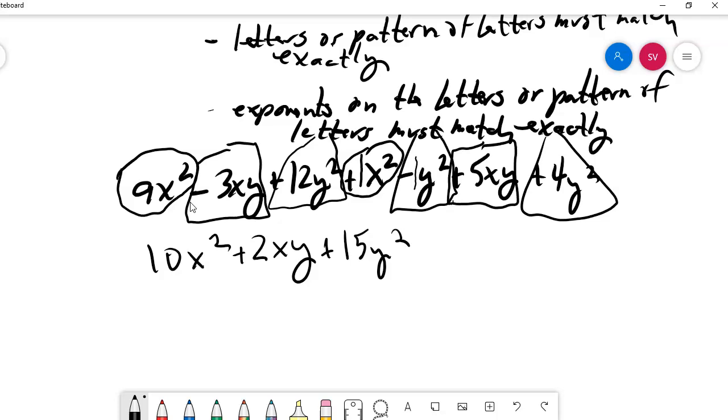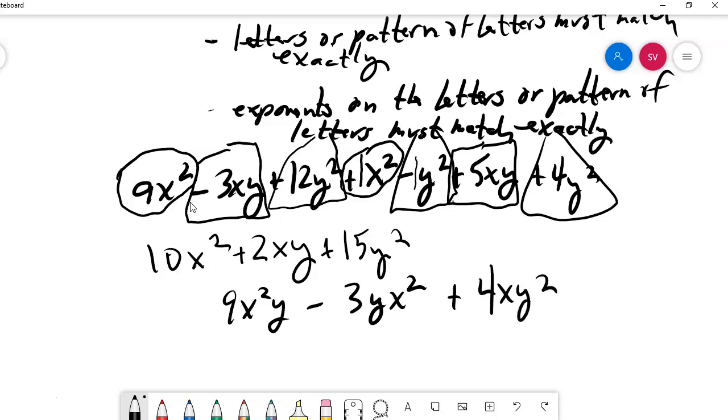One more problem I do want to cover to make sure that we're clear on this. Let's look at this example. 9x squared y minus 3yx squared plus 4xy squared. Now, at first glance, it may appear that there aren't any like terms. However, if you look at the middle term, the commutative property of multiplication says that order doesn't matter.